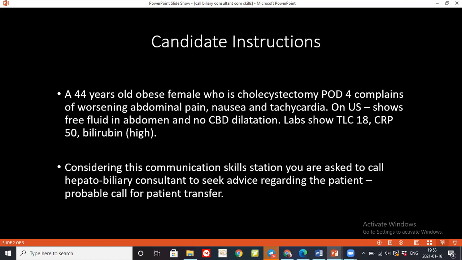We have done investigations like ultrasound, which showed free fluid in the abdomen and no common bile duct dilatation, and a full blood count with total leukocyte count 18, CRP 15, and the bilirubin high. Okay. So, what do you think is wrong with the patient?